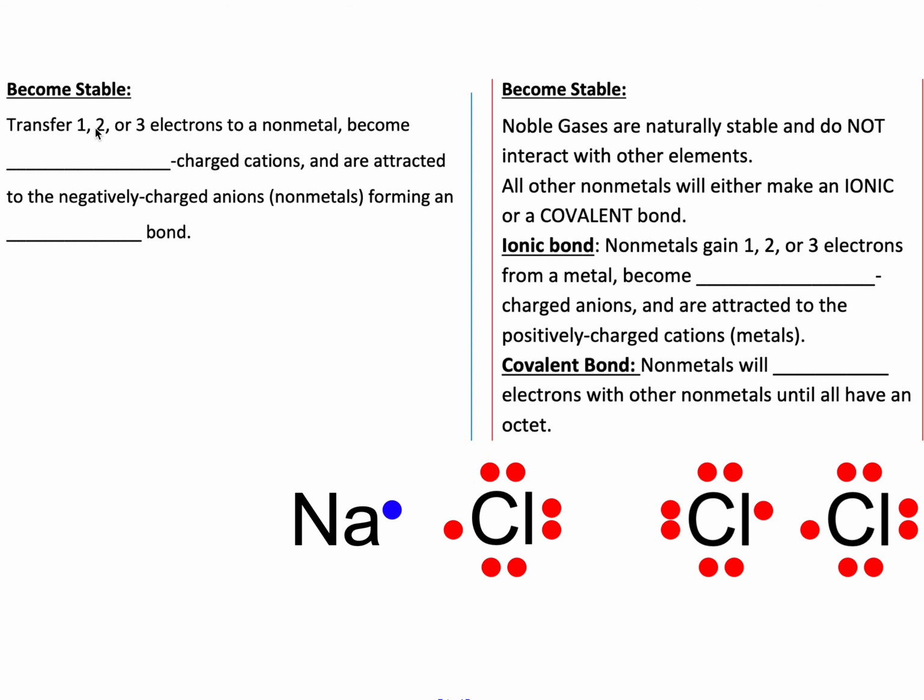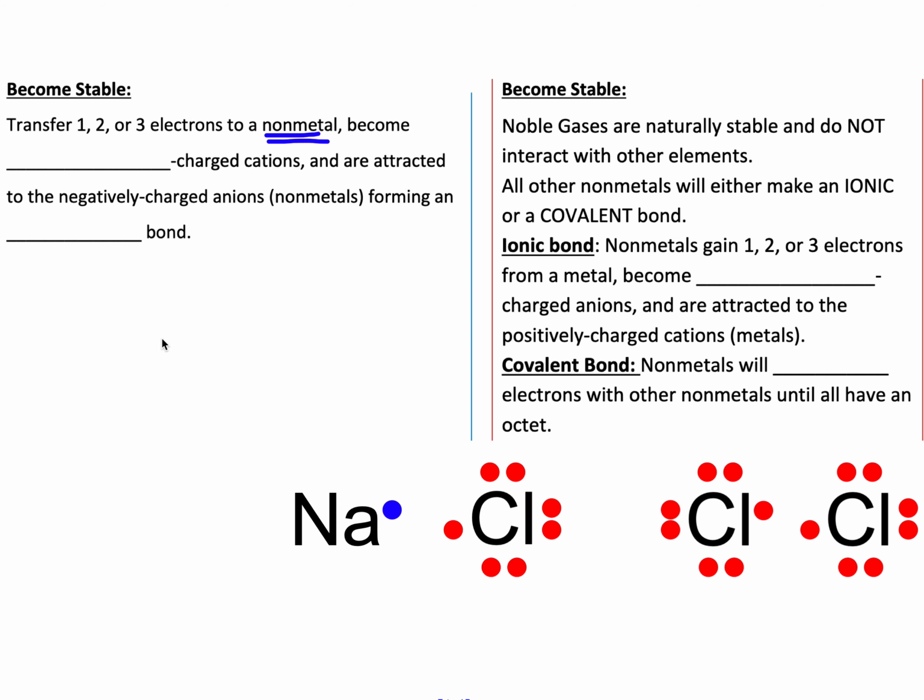So they end up transferring one, two, or three of their valence electrons, the ones that they have in their outermost energy level, and those electrons go to a nonmetal. If there's no nonmetal, this does not happen. And the metal does not become stable. It doesn't become an ion.